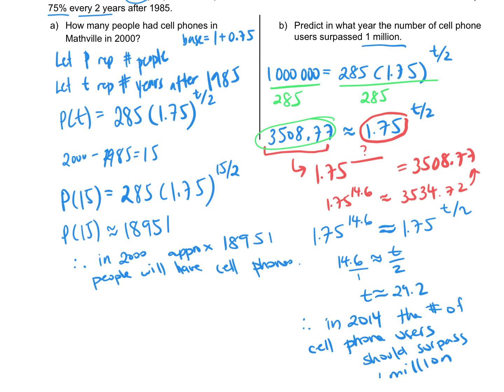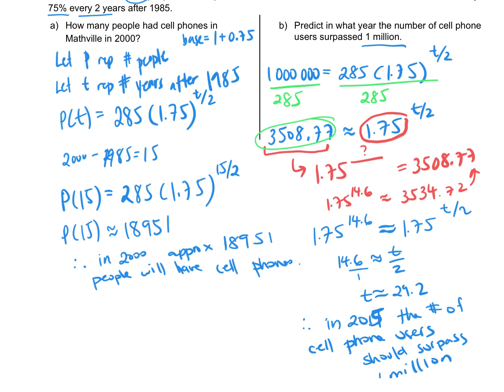And if you're not confident in your answer, let's go back to our original equation and write 285 bracket 1.75 to the power of 29 over 2. And I got just a little bit under 1 million. So maybe it would even be safer to say in 2015 we'll surpass 1 million, just to make sure we are above. So I'm going to change that because I did my check.